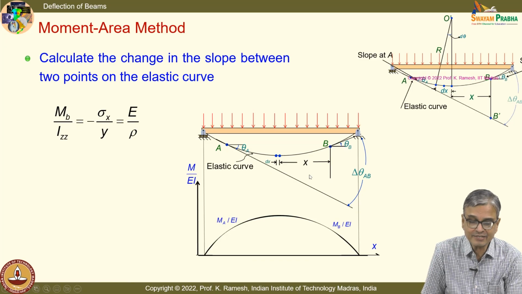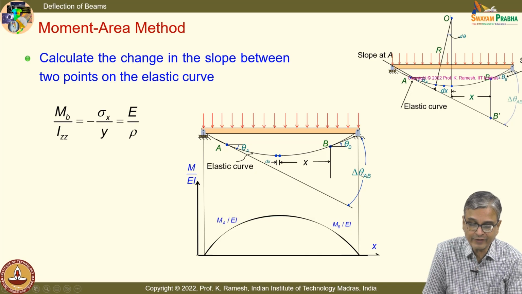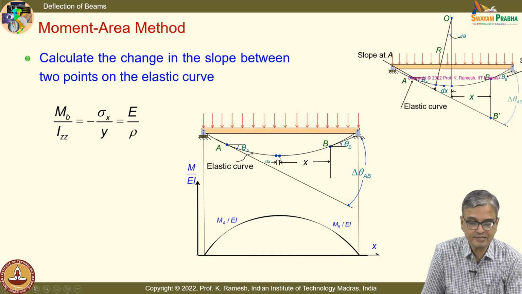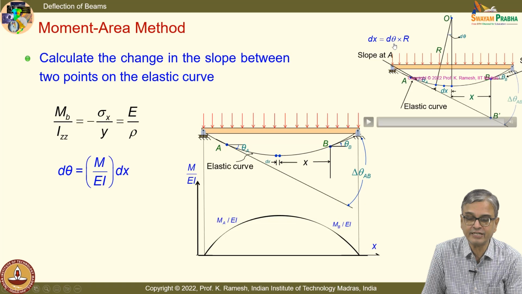What I can at best get from this is, I can find out the change between these. I can find out delta theta AB. Okay. How do I do that? I take a small distance x, and if I want to see from point B, I measure x, and then I have a small distance delta x. And we know from this diagram, delta x or dx equal to d theta into r.